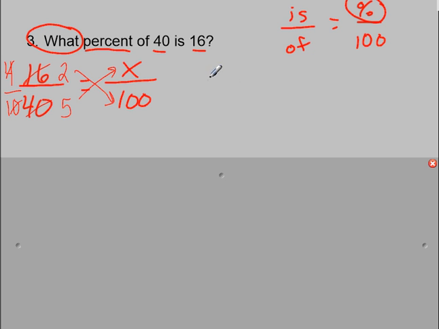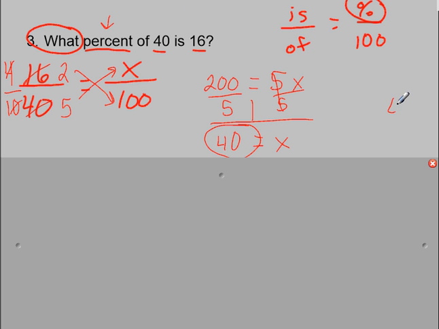2 times 100 is 200. 5 times x is 5x. And to solve this equation, I'm going to divide by 5 and end up with 40 equals x. So 40 is my percent. 40% of 40 is 16. See how this is all working?